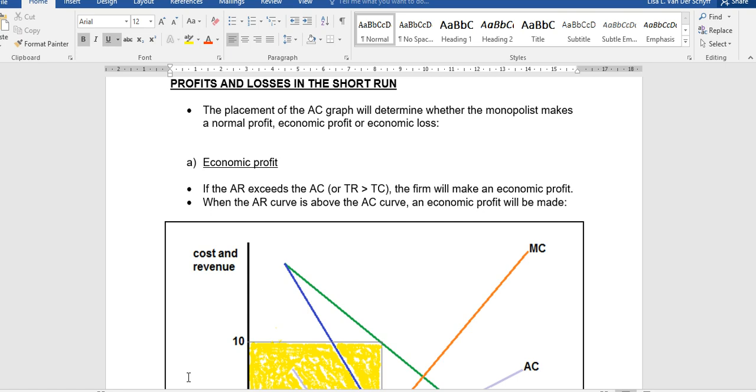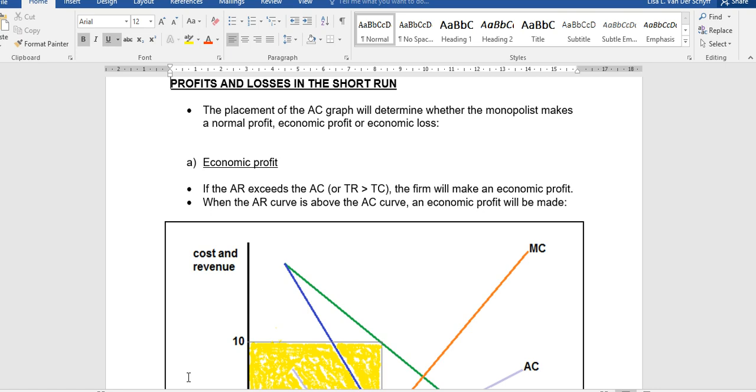And the same as in the perfect market, it is all about the placement of your average cost graph. That is what will determine if the monopoly is making a profit or a loss. Remember, every single graph looks exactly the same until we add the average cost. So it's the placement of the average cost that is very, very important.